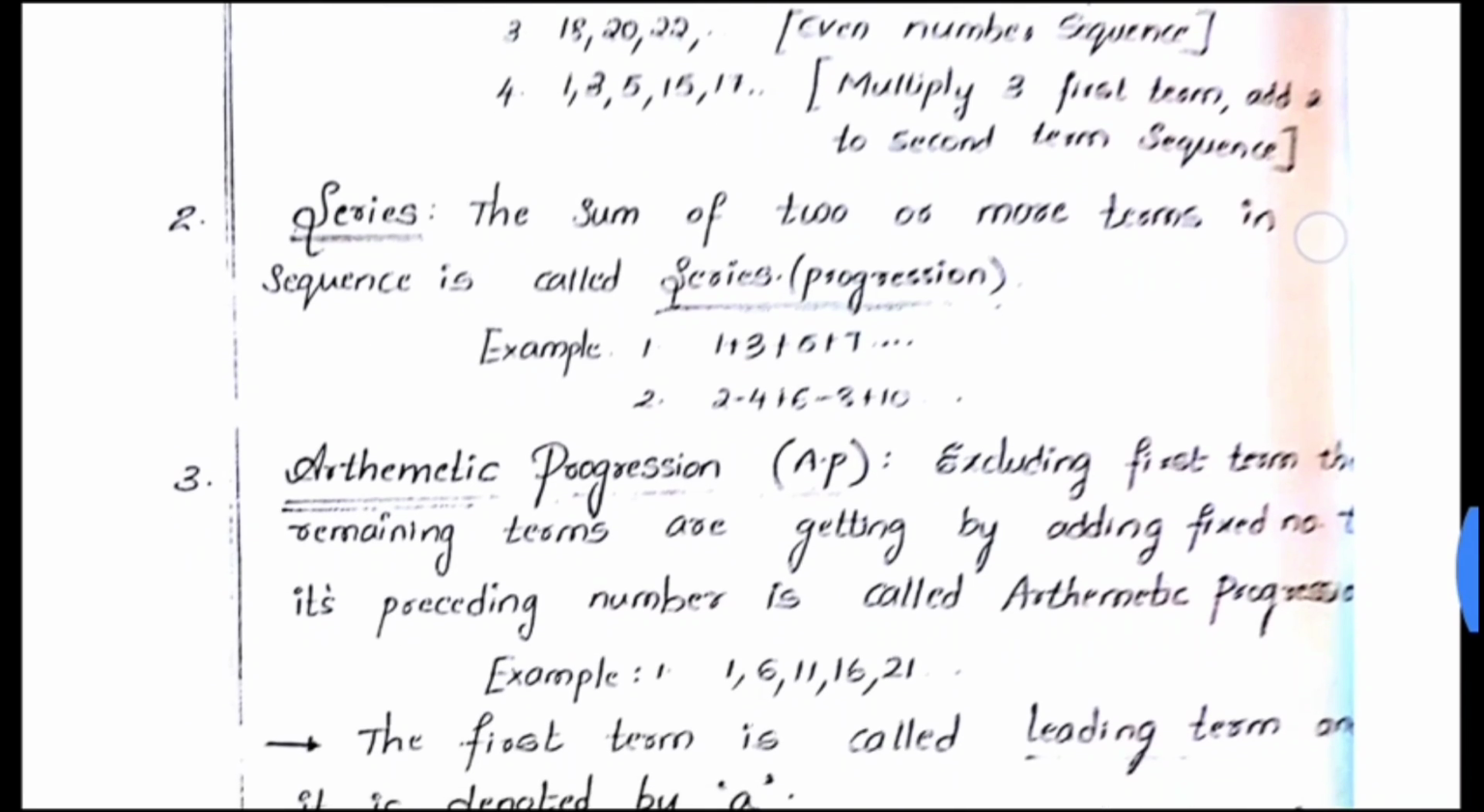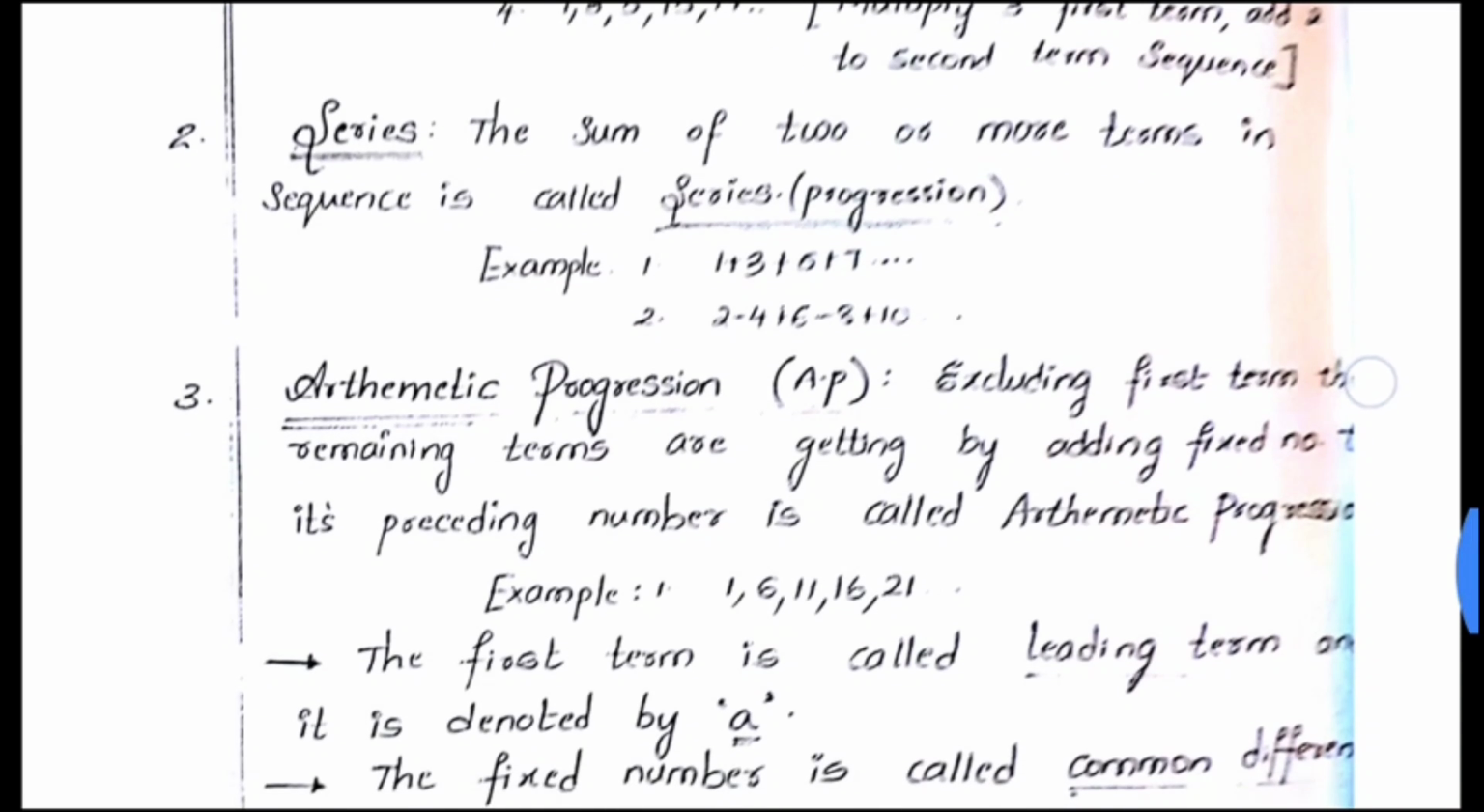Next, series. What is meant by series? The sum of 2 or more terms in a sequence is called a series. Means either sum or difference also. The sum or difference of 2 or more terms is called a series. Example: 1 plus 3 plus 5 plus 7. This is the series of odd numbers. So 2 minus 4 plus 6 minus 8 plus 10 and so on. This is the series of even numbers.